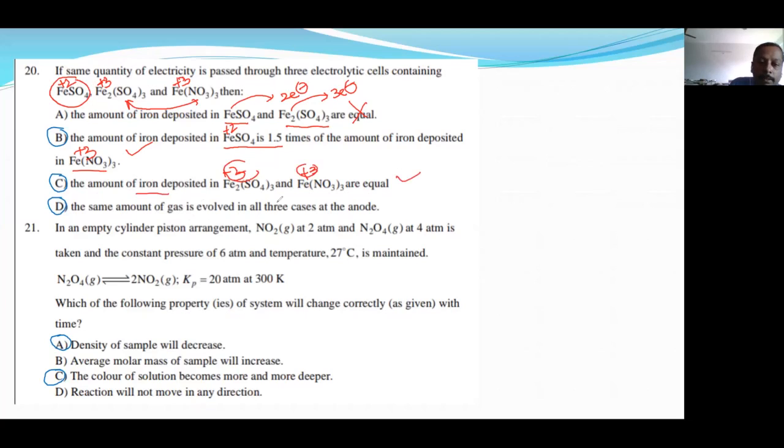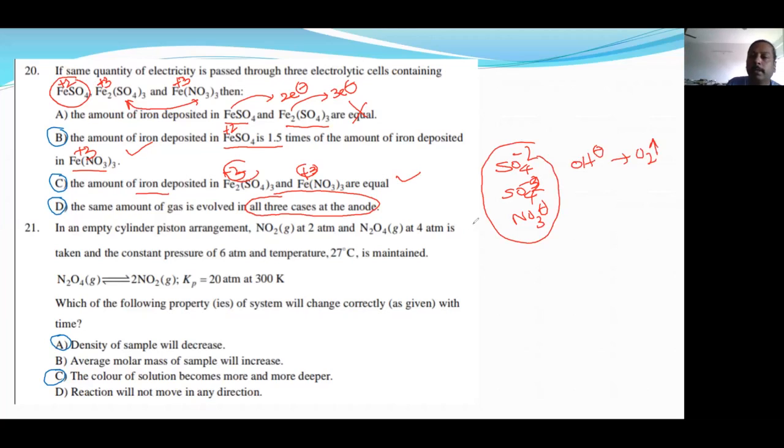Same amount of gas. See here, in all the three cases at the anode, first a sulfate ion is there, second a sulfate ion is there, and third a nitrate ion. Now, they are actually not participating. Who will participate? OH minus will participate and oxygen will be liberated. Once electricity is the same, the quantity of the gas collected also will be the same. So B, C, D are correct, A is incorrect.